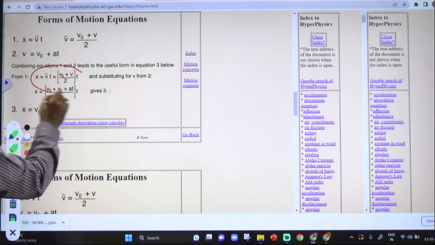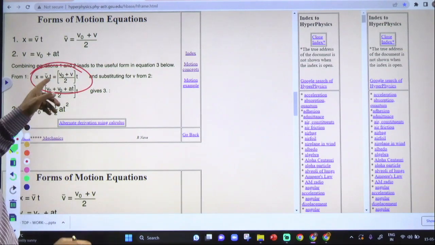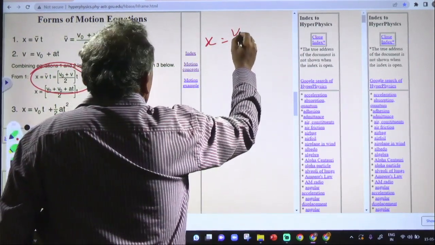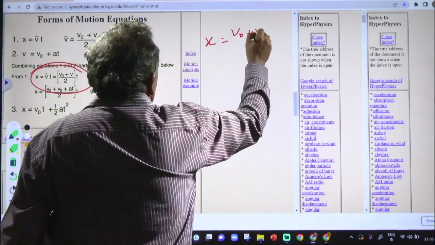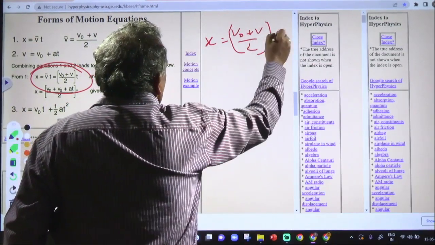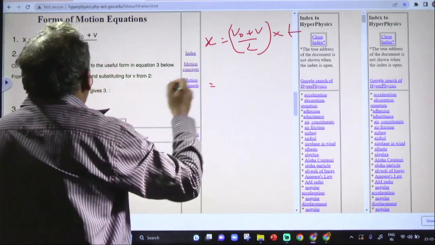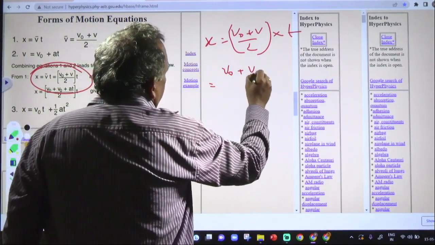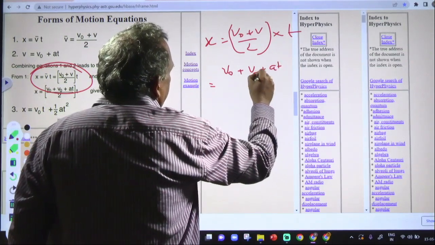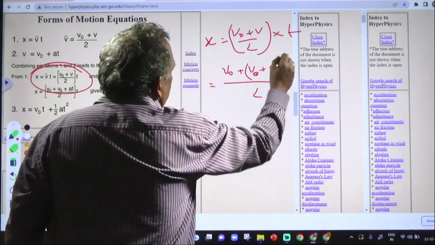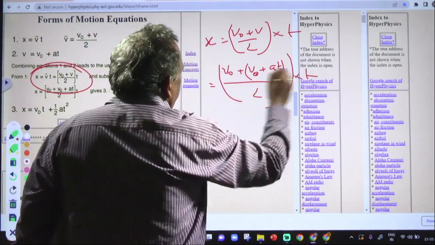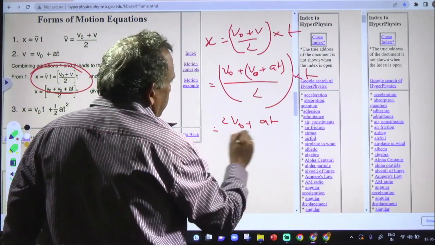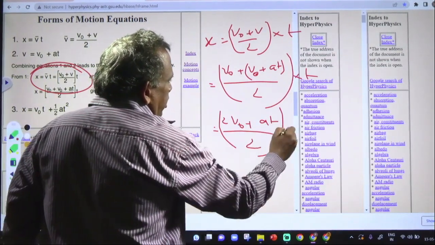Displacement is equal to average velocity into t, that is, v naught plus v by 2, into t. Now v can be written as v naught plus at, so displacement is v naught plus v naught plus at, upon 2, into t. So v naught plus v naught gives 2 v naught, plus at, upon 2, into t. You can derive it like this.